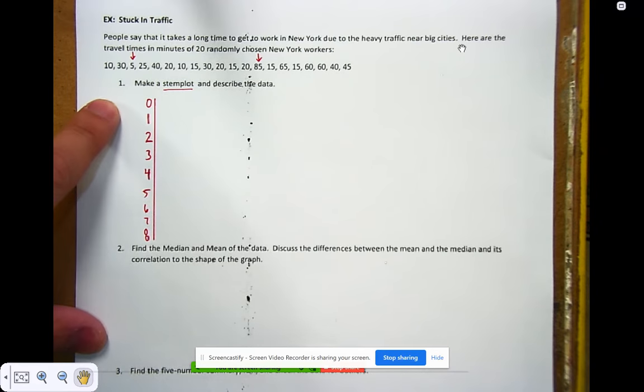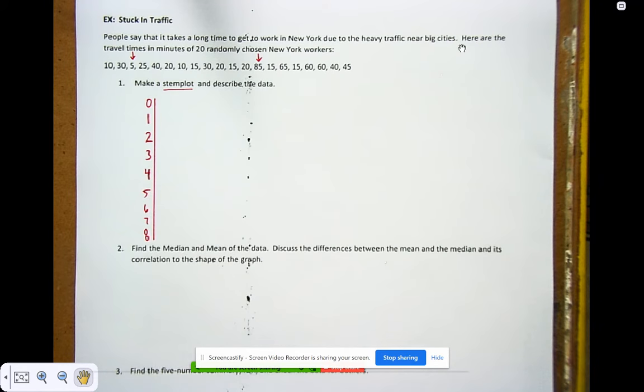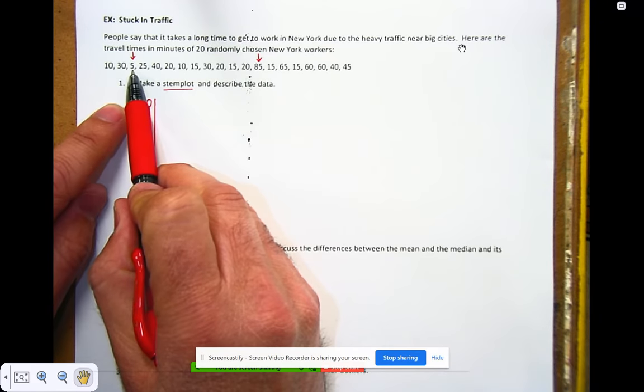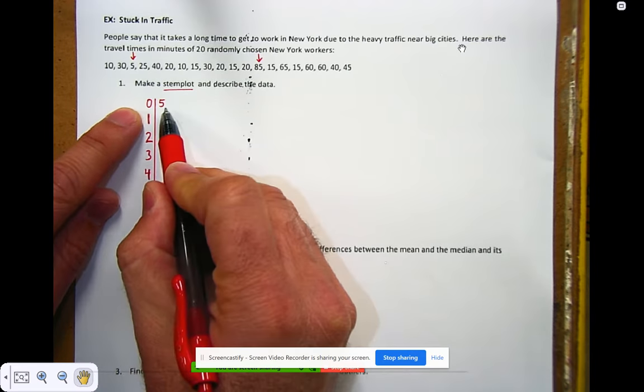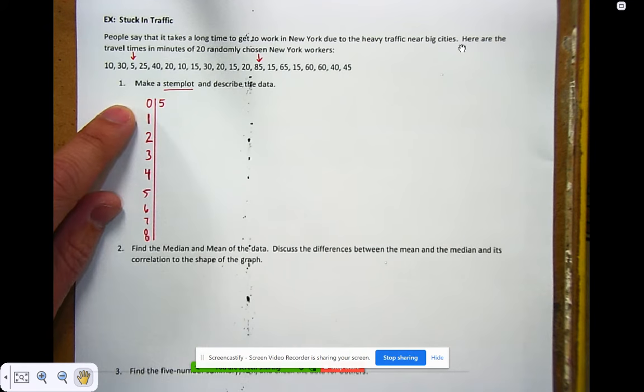Okay, so these are called our stems. And then our leaf is just the other part of the number. So to make the number 5, that goes with the 0. And so that represents the number 5. You guys okay with that?